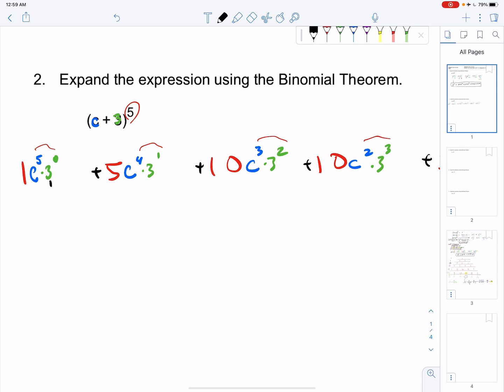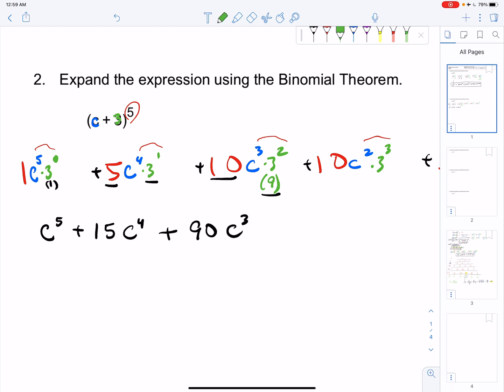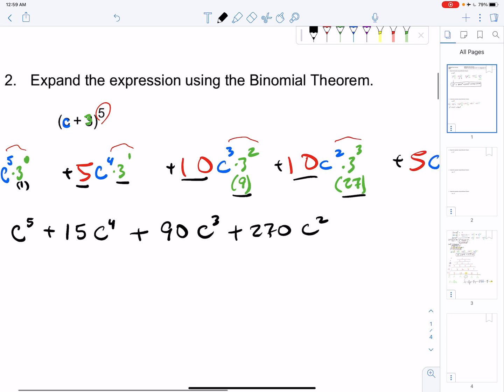Of course, this is going to be 0, so I'm just left with C to the fifth power. Now I've got 5 times 3 is 15, C to the fourth power. Now don't forget that 3 squared is 9. So now I've got 10 times 9, which is going to give me 90. And this is C to the third power. And don't forget that 3 to the third is 27. So now I've got 27 times 10, which gives me 270 C to the second.